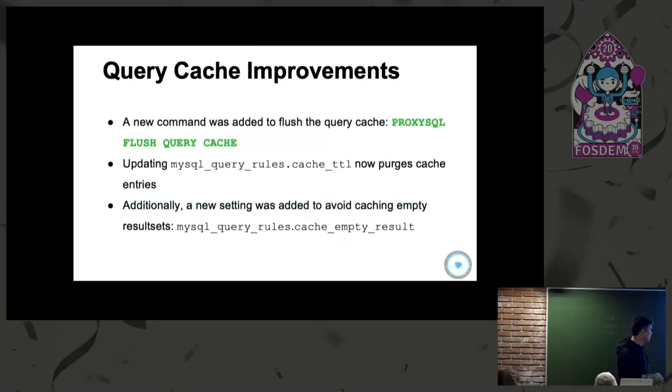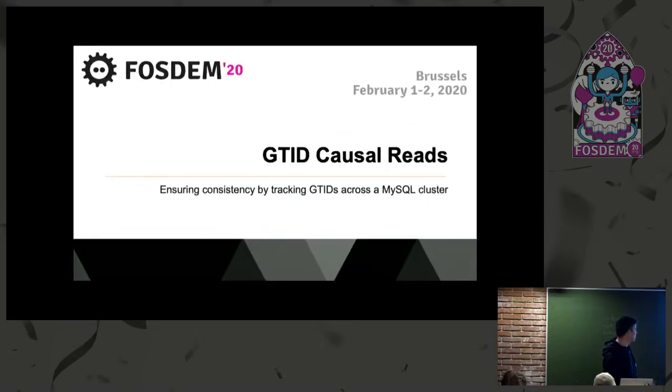And we have also added an option to avoid caching empty result sets, which can create a lot of garbage essentially in your cache.